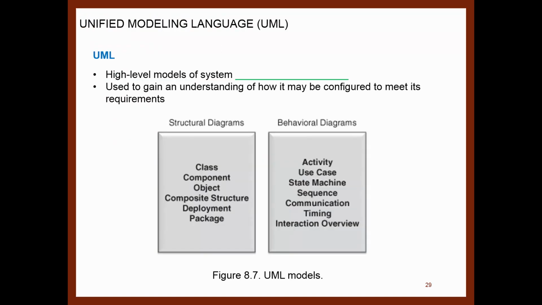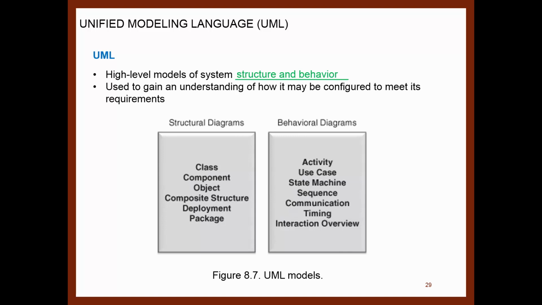Finally, as part of this concept definition phase, we have the Unified Modeling Language, which can help us understand the different components of our system and also the interactions that are required for our system with its surroundings and environment. So these are high-level models of system structure and behavior, which are used to gain understanding of how it may be configured to meet its requirements.